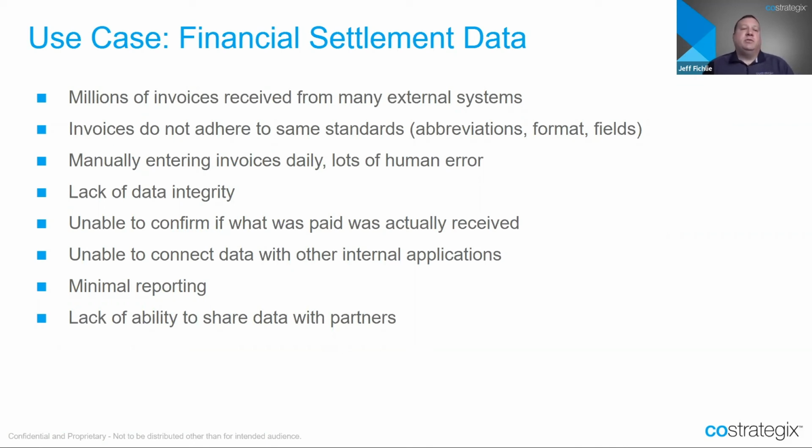They were having problems with data integrity. And then they couldn't reconcile whether the invoice data was what was actually received. And they couldn't share that data or connect to that data, if you will, with their other internal applications, similar to how I mentioned on the Telematics solution above. And then the reporting on this was just kind of ad hoc at the time.